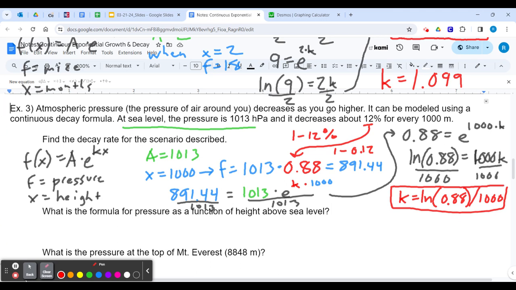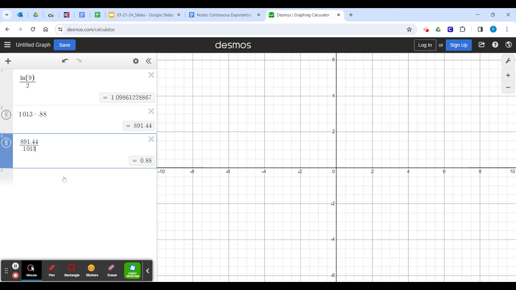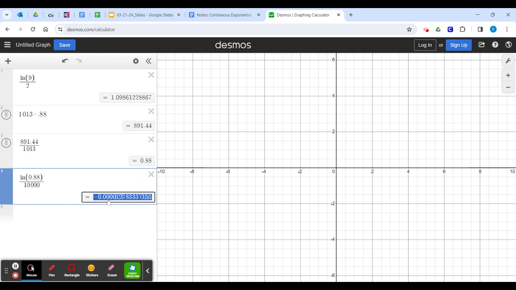And let's look at why. If I plug that in to my Desmos, I get ln 0.88 divided by 1,000. Check out how low that number is, right? 0.0000127, okay? And it is a negative as well. So this is going to be a super difficult thing to incorporate into a formula with any sort of accuracy.